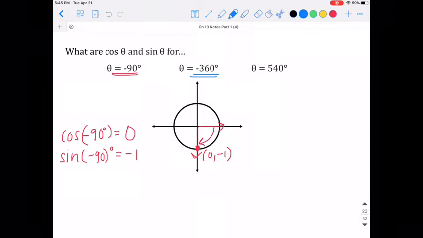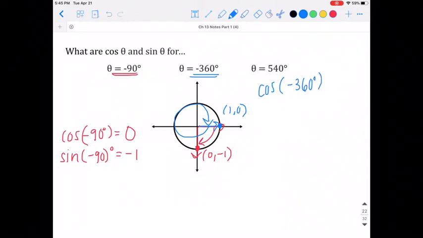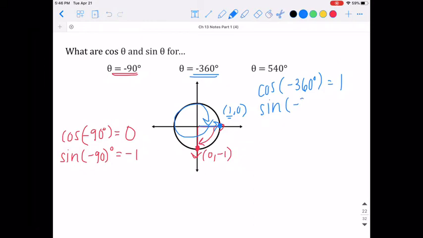For negative 360, we start our angle on the initial side. Negative means that we're moving in a clockwise direction, so we're going to go 360 degrees, and we land right back on the positive x-axis. Our point here is (1, 0), which means that the cosine of negative 360 degrees is positive 1, our x value, and the sine of negative 360 degrees is 0, which is our y value.